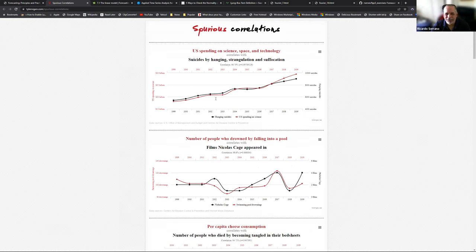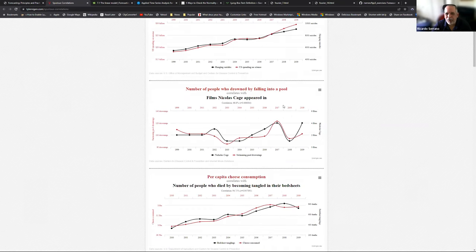Okay, another one, which is very interesting. The number of people who drown by falling into a pool, that's the red one. Then we have films that Nicolas Cage appeared in. And this one, even though it's not that highly correlated, has some correlation, 66.66%, which is acceptable. So the thing is, can we say that when more people drown in a pool, that means Nicolas Cage is going to appear in more movies? I don't think so.